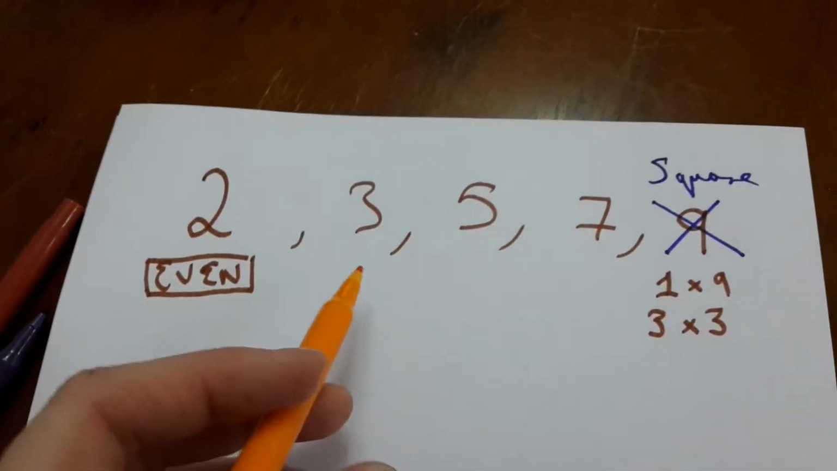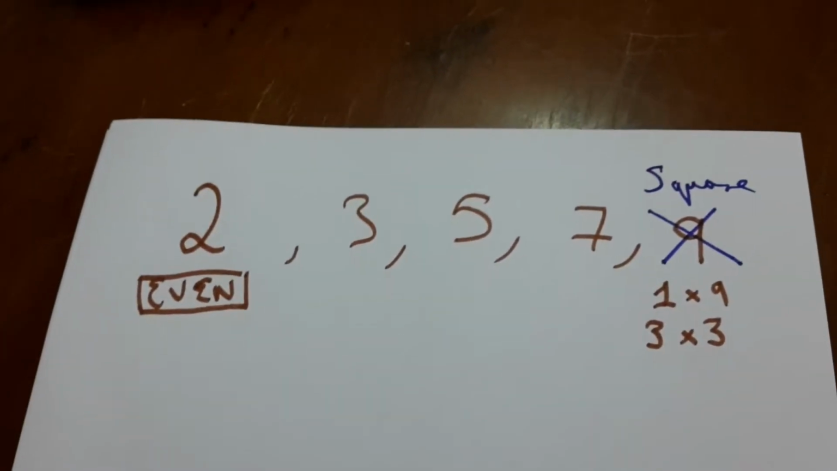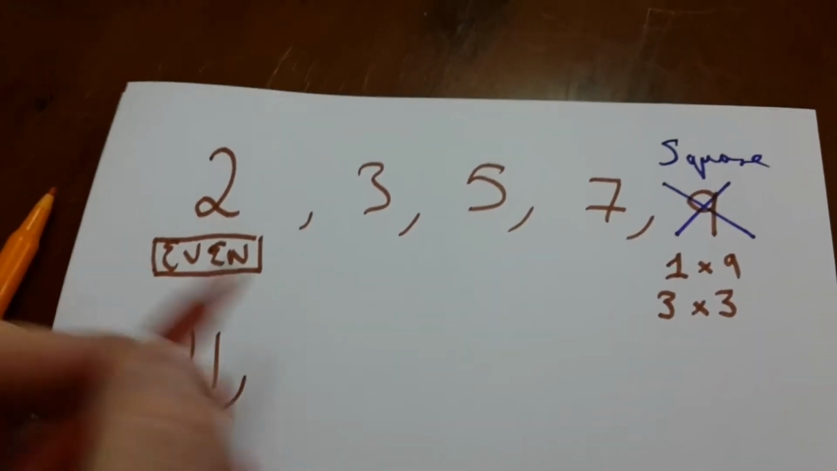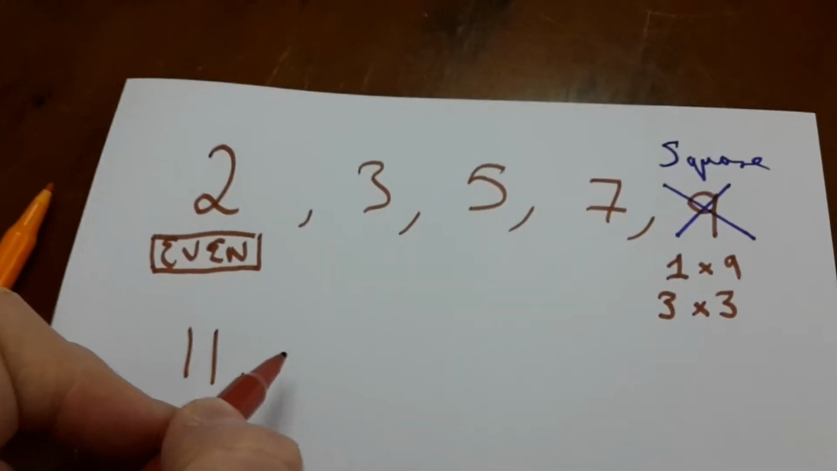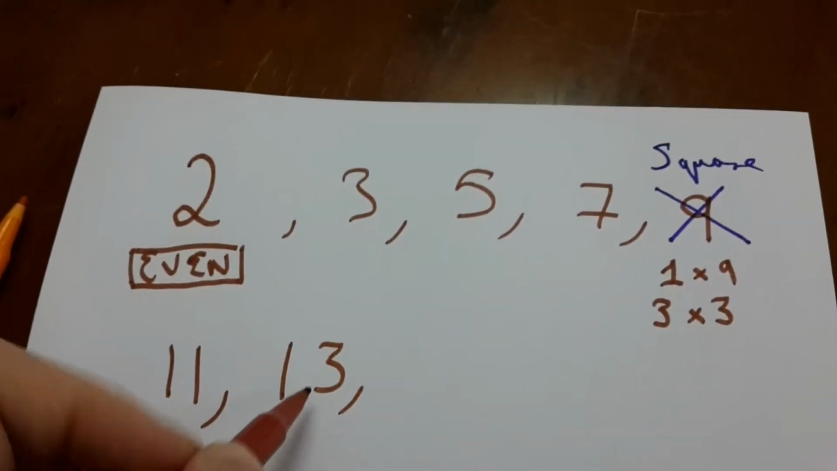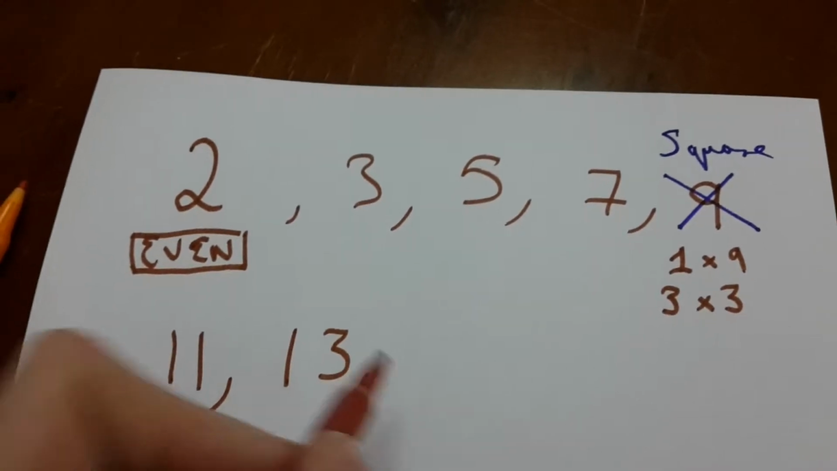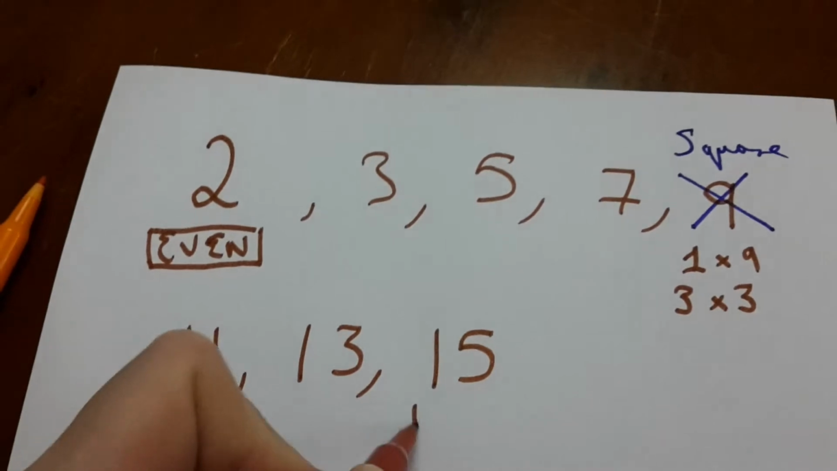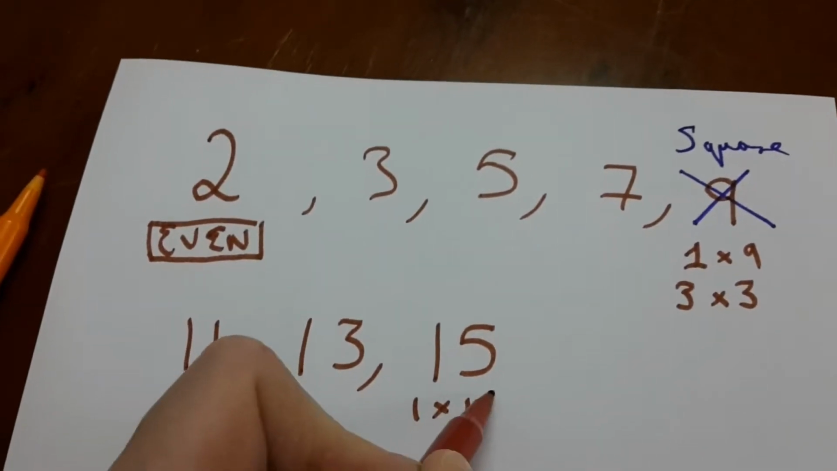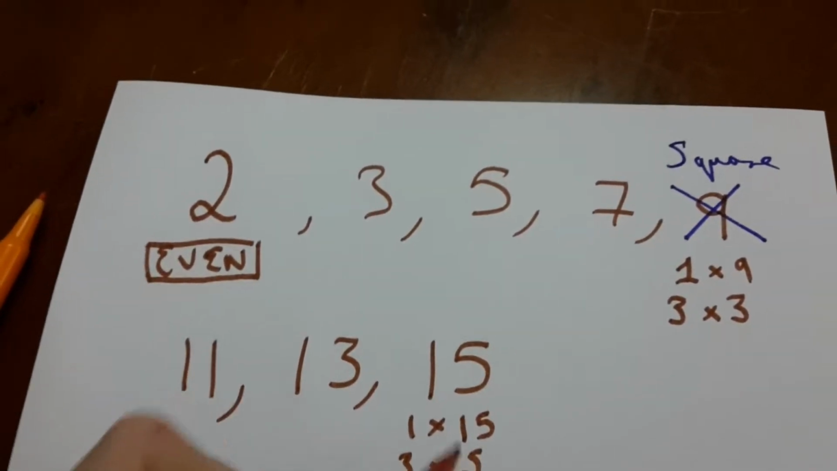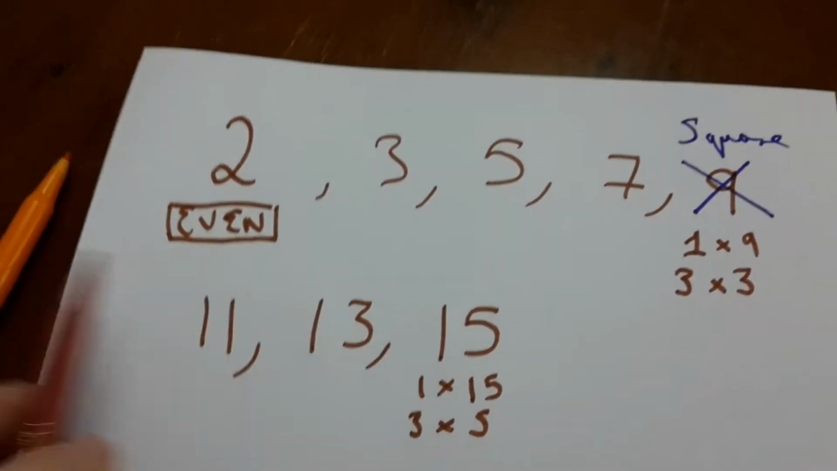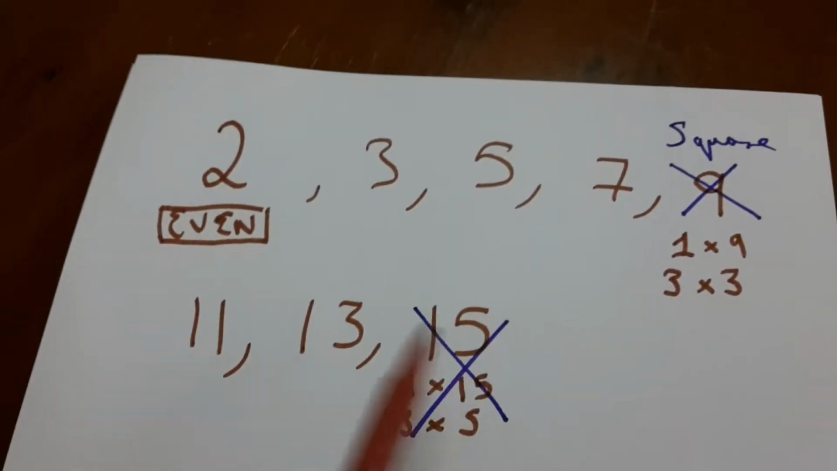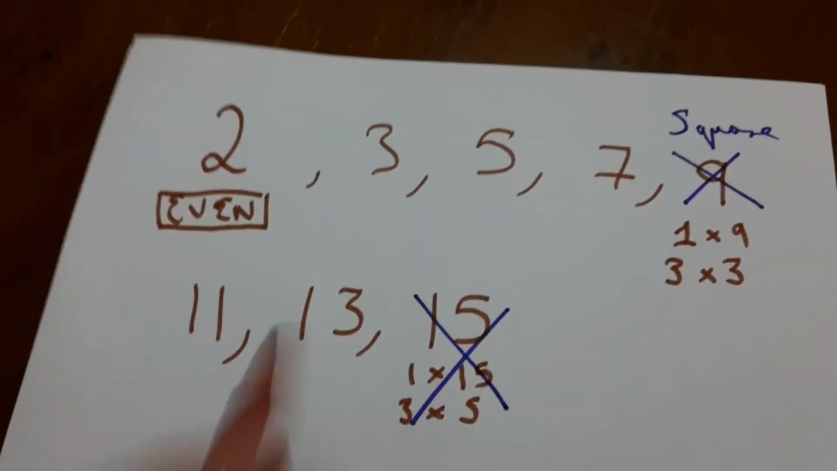10 is in the 2 times table. 11 can only be made by 1 times 11, so that would be our next prime. 12 is even, so that won't work. 13 can only be made by 1 times 13, so that's right. 14 is even. 15, let's try 15. That would be 1 times 15 or 3 times 5, so it has 4 factors, so it can't be a special case, it can't be a square number, and it can't be prime.